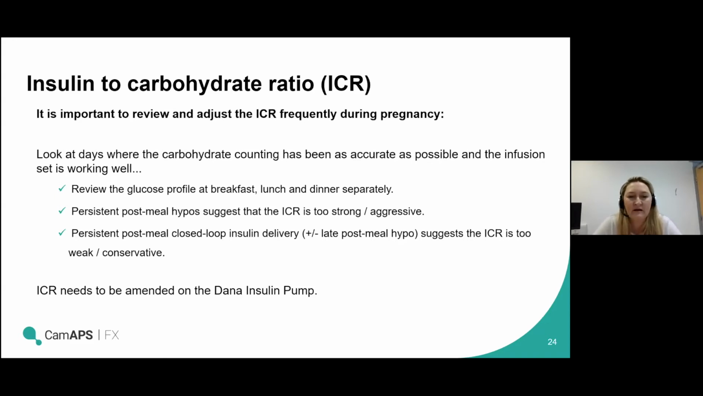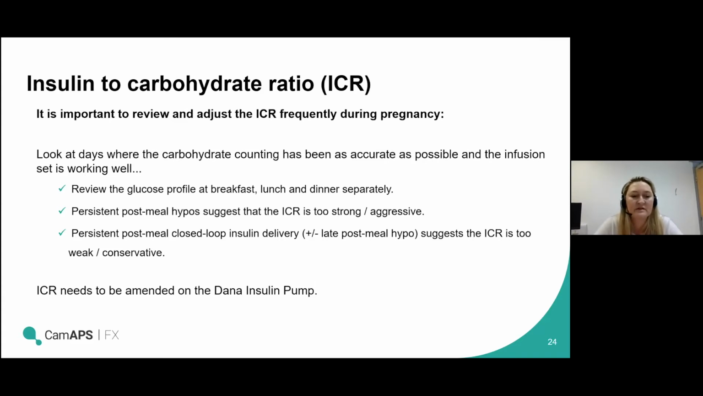If you're getting persistent post-meal hypos, it might be that the carb ratio is too strong, too aggressive. If there's a sharper rise, you're going above that 7.8 level, and the system's having to really ramp up to deliver lots of extra insulin to support the bolus after a meal, then maybe the carb ratio is a little bit too weak, and needs to be made a little bit more aggressive.